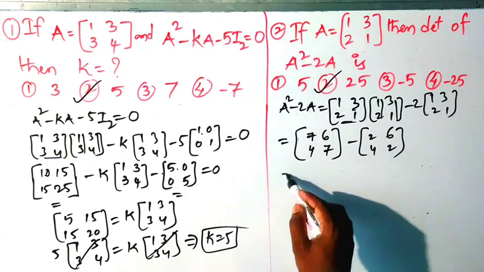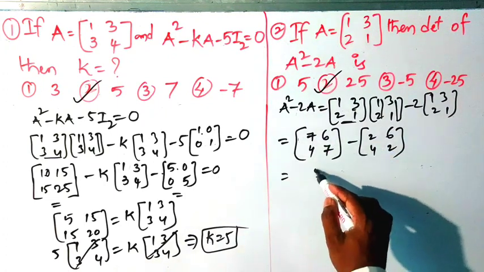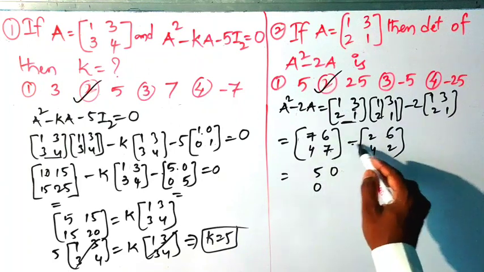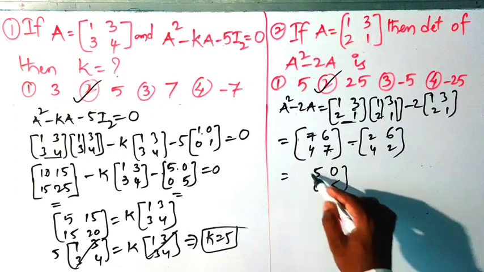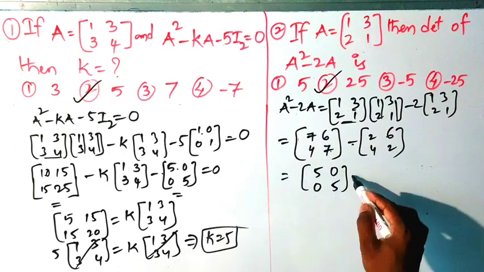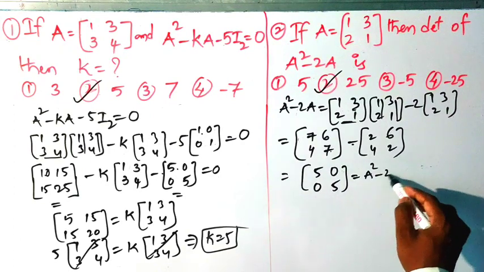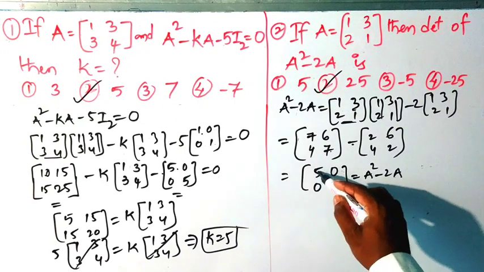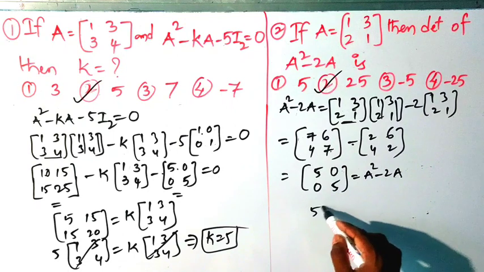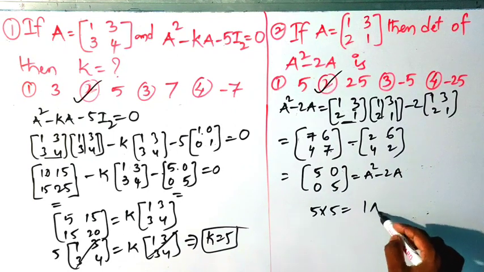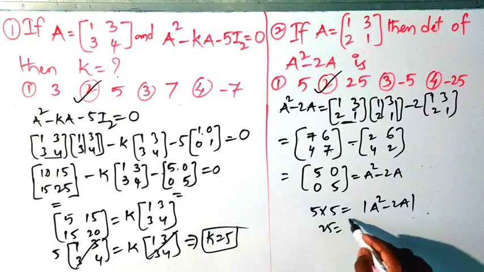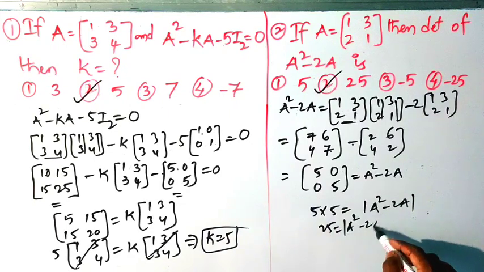So 7 minus 2, 5. 6 minus 6, 0. 4 minus 4, 0. 7 minus 2, 5. So we get this value, which is nothing but A square minus 2A. So the determinant of this one is nothing but multiplying this one only. 5 into 5, that is the determinant of A square minus 2A. So that is 25. So 25 is the determinant of A square minus 2A we get here.